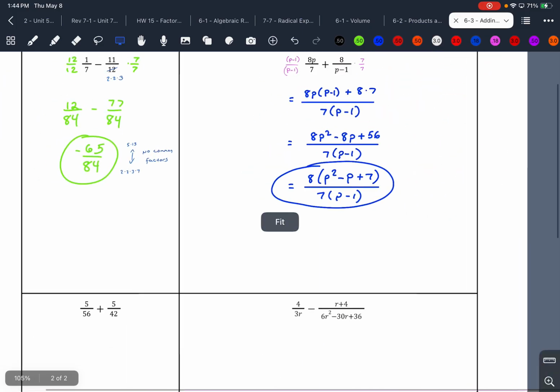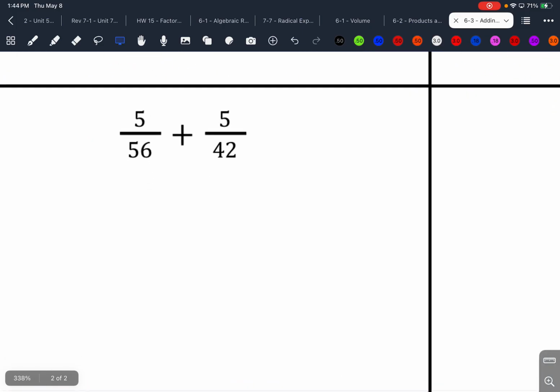Okay, and the last one is where we actually want to use our LCM to get our common denominator, because I could do 56 times 42.